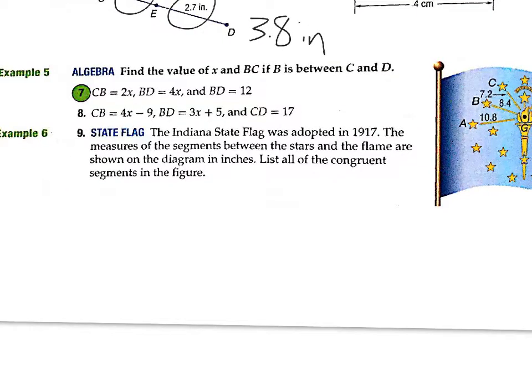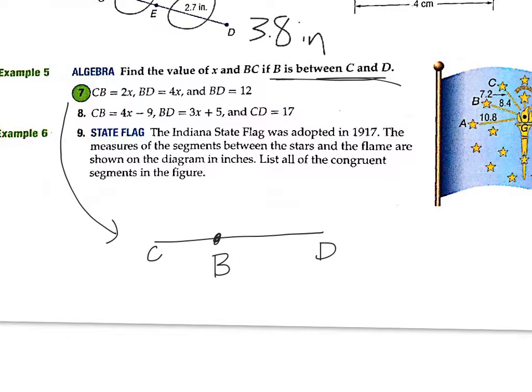Let's talk about number 7. So I'm going to bring it down here. It says B is between C and D. So I'm going to draw a segment, C, D, and it says B is between it. So I'm going to put B between it. Now I'm going to label it. It says CB, so from C to B is 2x. Then from B to D it says is 4x. And then it says BD here is 12. So it's wanting you to find the value of x.